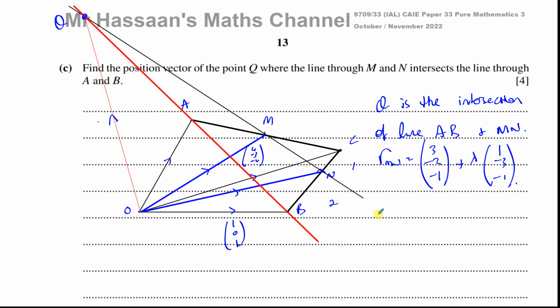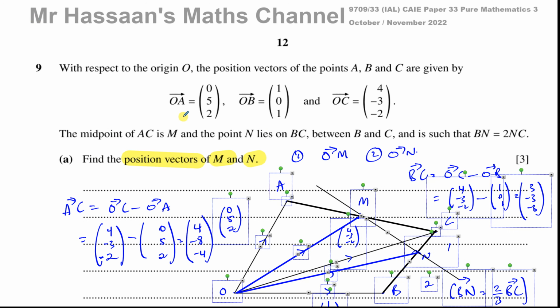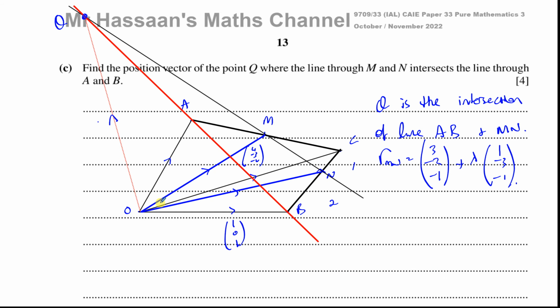And then the vector equation of AB. We didn't find it yet, but we know what the vector O to A is, and we know what the vector O to B is. What was the vector O to A? O to A was (0, 5, 2). So this is the vector (0, 5, 2). And O to B is (1, 0, 1).